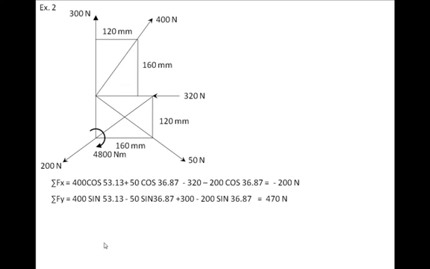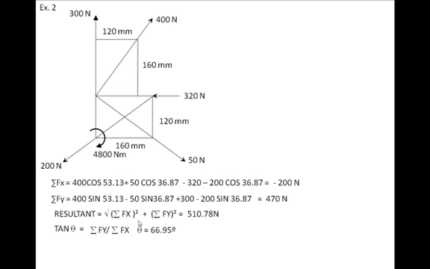Similarly, you do sigma Fy. That is 400 sin 53.13, 50 sin 36.87, 300, this 300, and 200 sin 36.87. And you get 470, and then you find the resultant, and you find this inclination. Great. Now you have to remember that the problem would have ended here if this was a concurrent system, but this is not.